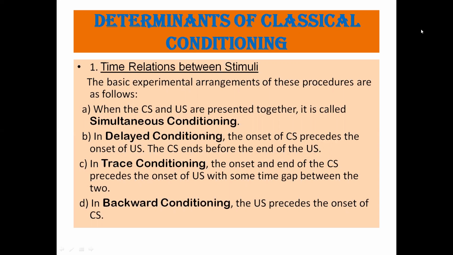In trace conditioning, the onset and the end of the bell, which is the conditioned stimulus, precede the onset of the unconditioned stimulus, which is the food or the meat powder, with some time gap between the two. That means between the bell and the presentation of the food, there is a considerable amount of time gap. In backward conditioning, you present the food first and then you sound the bell.